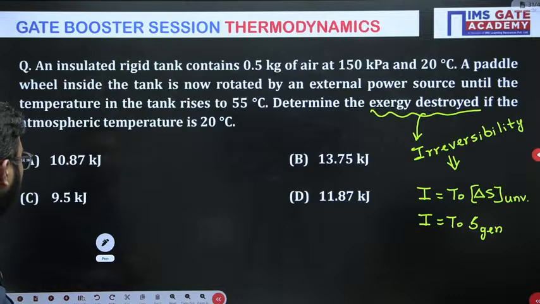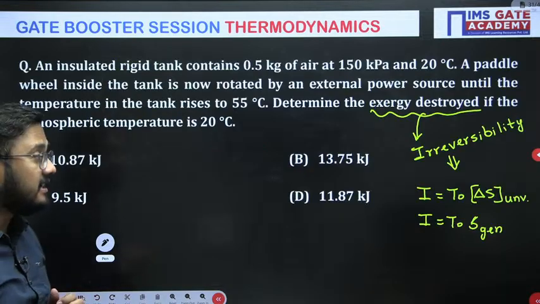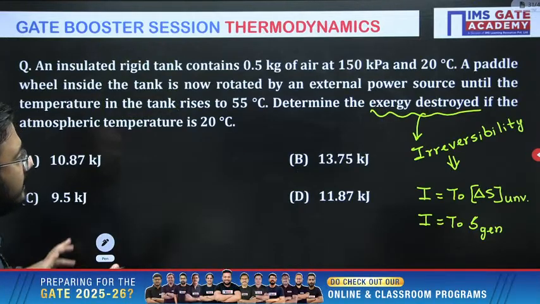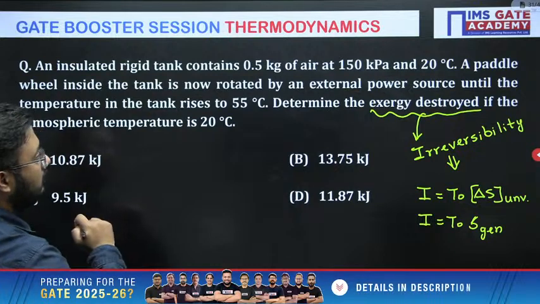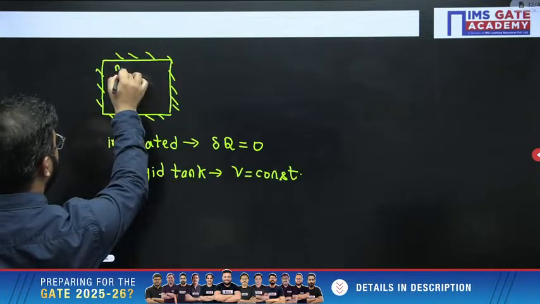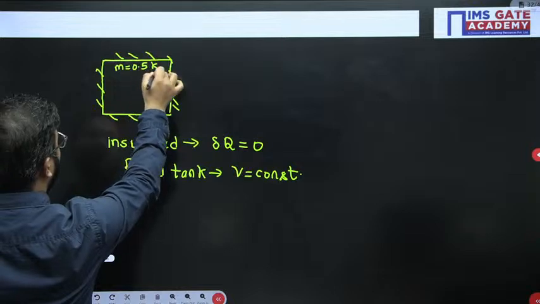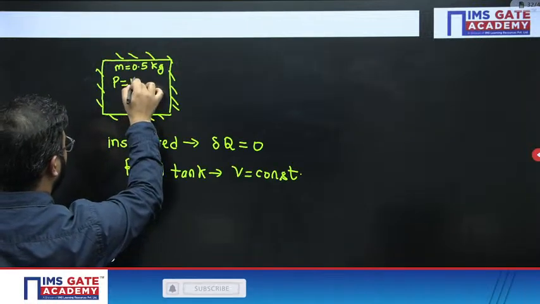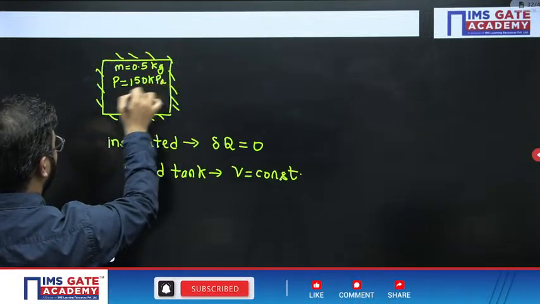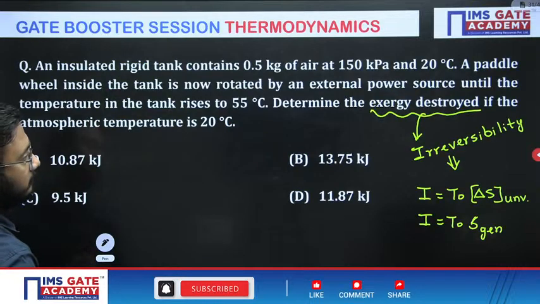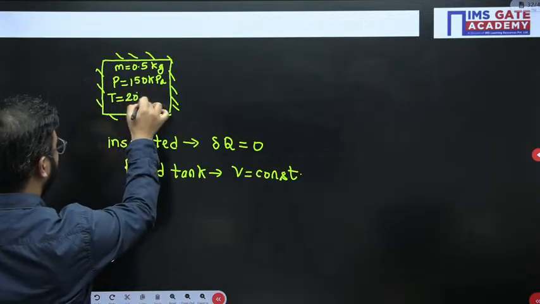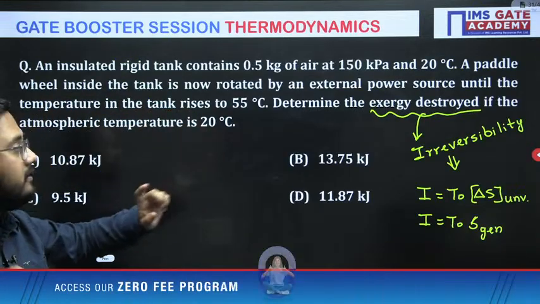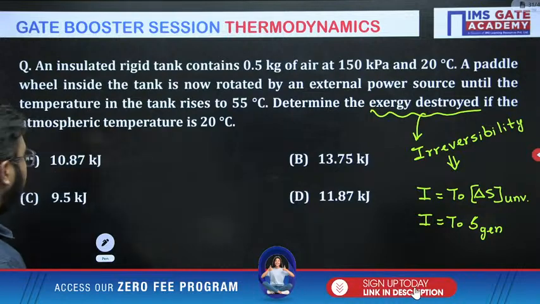Option A. No, option D is correct. 11.87. Ashok, see. Now the data they have given: first of all, mass 0.5 kg. Then pressure, what is the pressure they have mentioned? 150 kilopascal. What about temperature? 20 degrees Celsius. Now, a paddle wheel inside the tank is rotated by an external power source until the temperature in the tank rises to 55 degrees Celsius.